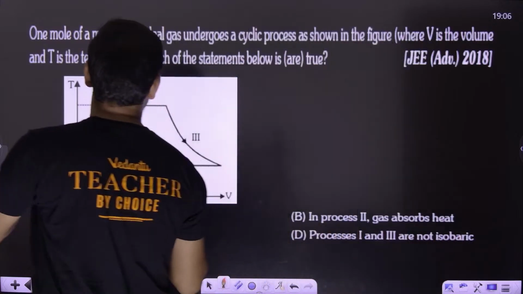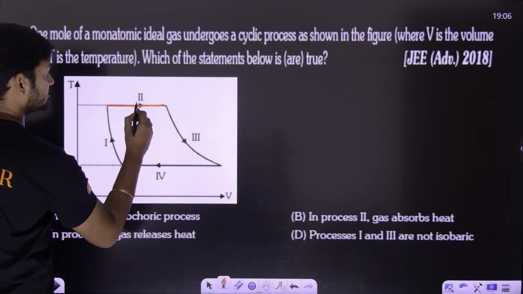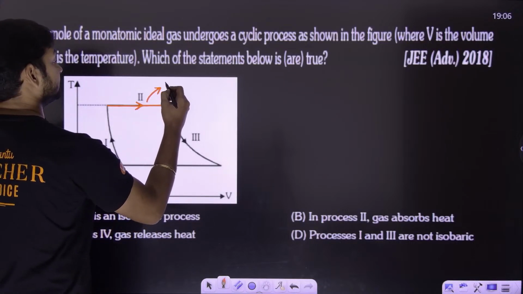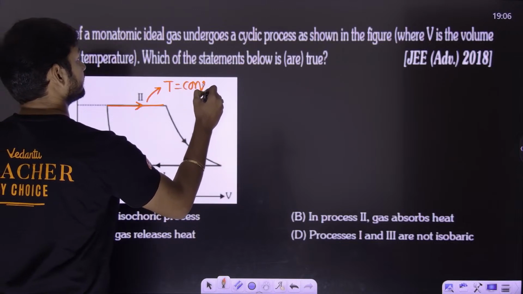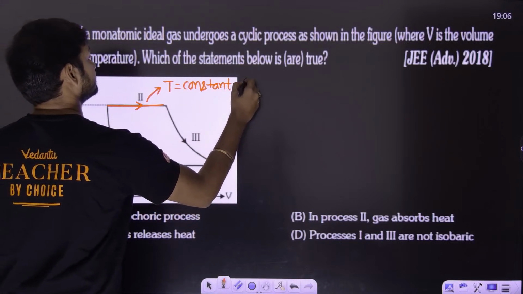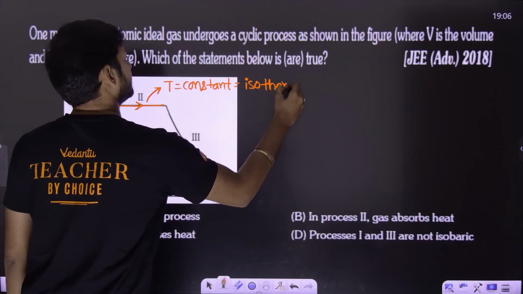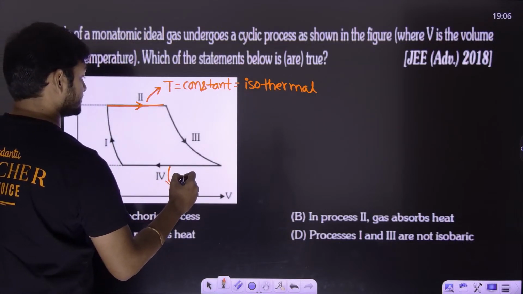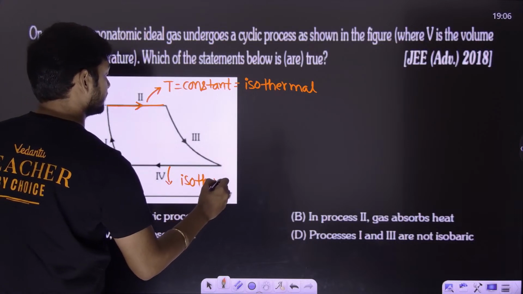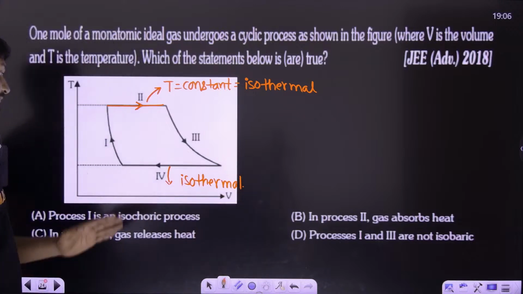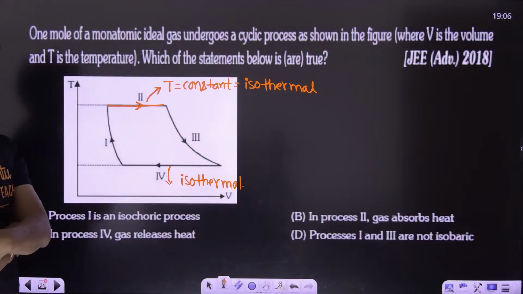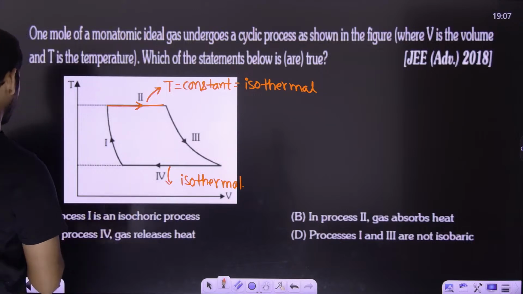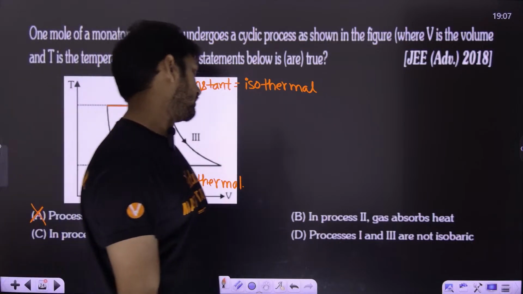Look, man, when we are going to look at this process, temperature is constant. As the temperature is constant, we can call it isothermal. And we have one more here. There also, what is happening? Temperature is constant. So this is also what? Isothermal. So 2 and 4 for sure we know that they are isothermal. Now process 1 is isochoric process. It's wrong. That's definitely wrong.